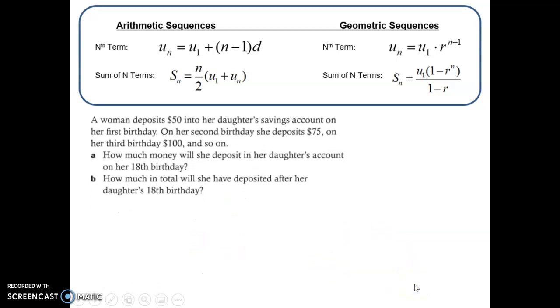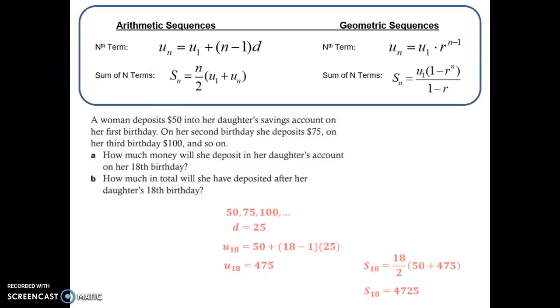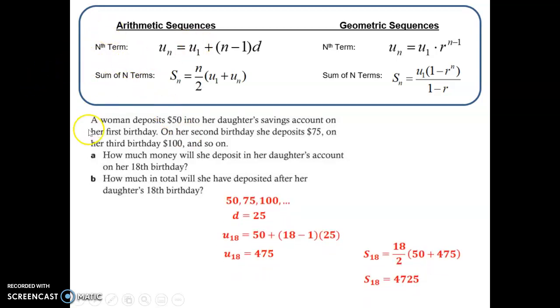Okay, I think I said that was the last one, but guess what? There's 2 more. Last 2 are kind of word problems, but the math behind them is pretty simple. See if you can read this and work this out. Okay, and now check your work on that one. Okay, here's U18, and here's the sum after all those years.